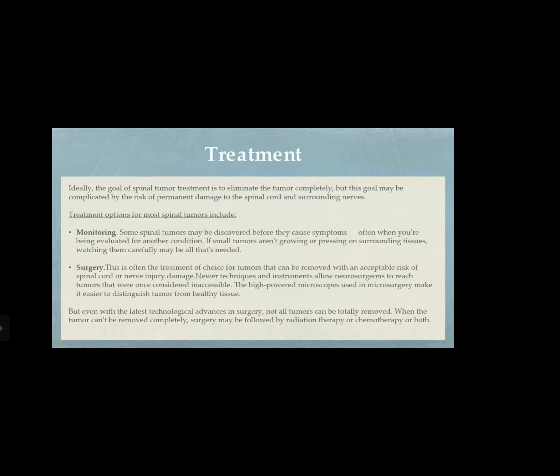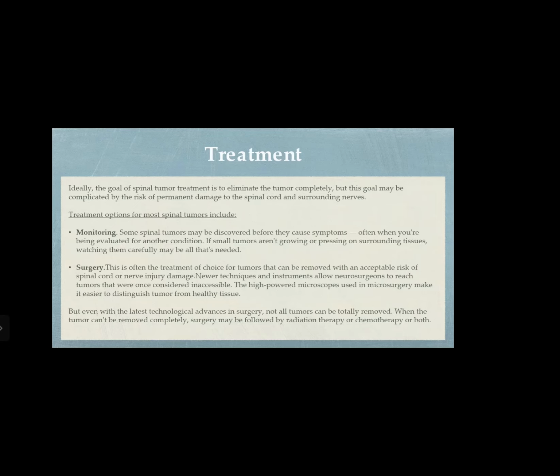Treatment: the goal of spinal tumor treatment is to eliminate the tumor completely, but this goal may be complicated by the risk of permanent damage to the spinal cord and the surrounding nerves. The treatment options are: first is monitoring. Some spinal tumors may be discovered before they cause symptoms, often when you are being evaluated for another condition. If small tumors aren't growing or pressing on surrounding tissue, watching them carefully may be all that is needed. Then second is surgery. This is often the treatment of choice for tumors that can be removed with acceptable risk of spinal cord or nerve damage.